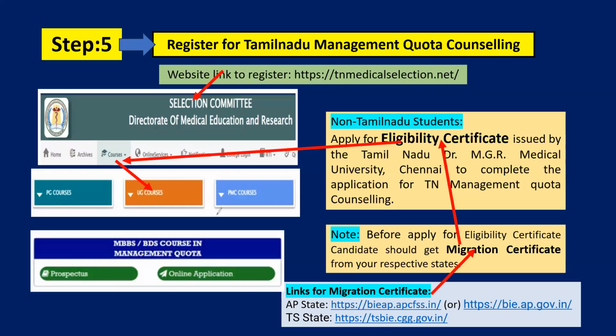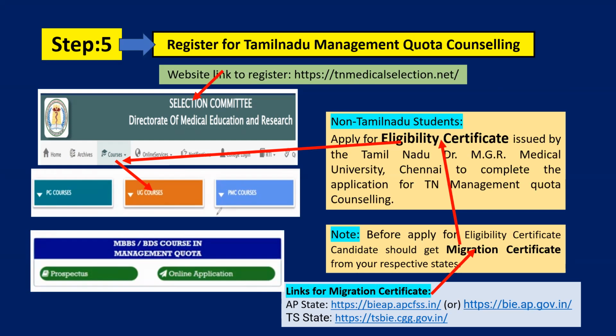Next, step 5, register for Tamil Nadu Management Quota Counselling. To get the MBBS seat in CMC Vellore, you have to participate in Tamil Nadu Counselling only. In Tamil Nadu Counselling, you have to register for Tamil Nadu Management Quota Counselling. Here you can see this is the official website front page of Tamil Nadu Medical Counselling. Here you can see courses. When you click on these courses, you can see different courses options we have. Next, you should click on UG courses. Then you should enter into MBBS counselling process in both the government quota and management quota. There you have to select the management quota only.